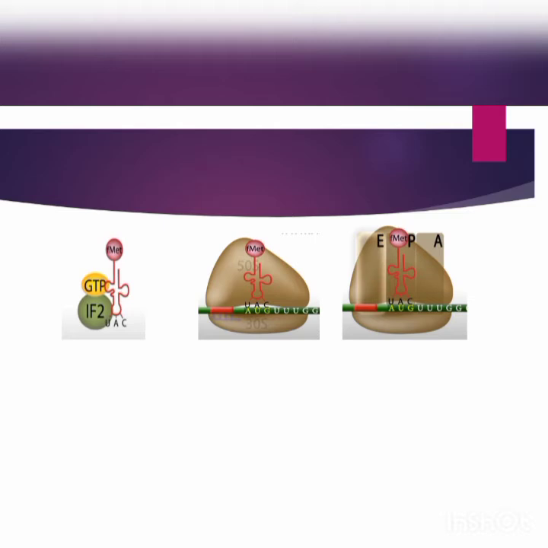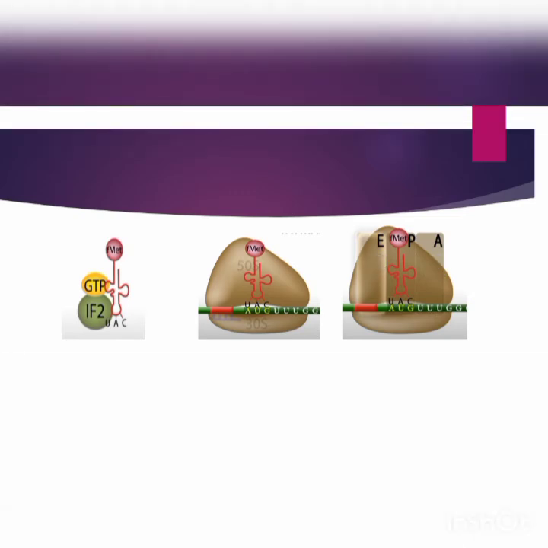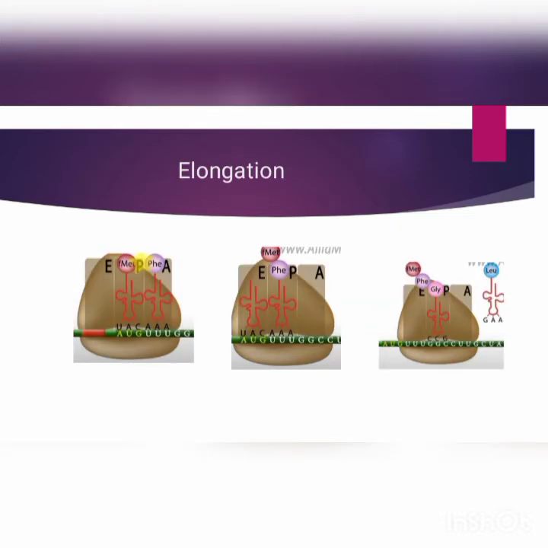The ribosome has 3 sites: A site, P site, and E site. A site is the entry site for the new transfer RNA. P site is occupied with peptidyl transfer RNA. It carries the growing polypeptide chain and E site is the exit site for the empty transfer RNA after it's done delivering the amino acid.